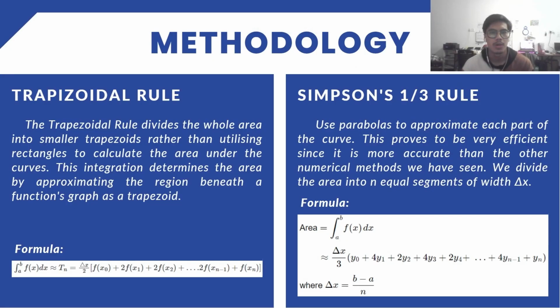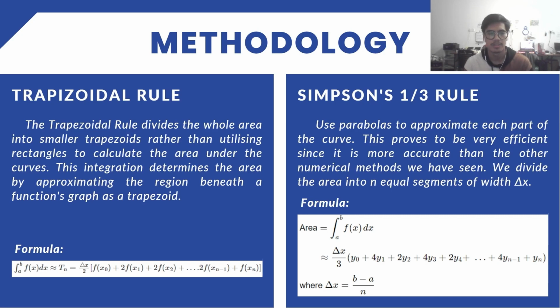Okay, now I will continue to the next topic, methodology. Our group uses two methods, which are the trapezoidal rule and Simpson's 1/3 rule. The trapezoidal rule divides the whole area into smaller trapezoids rather than utilizing rectangles to calculate the area under the curve. This integration determines the area by approximating the region beneath a function's graph as trapezoids.